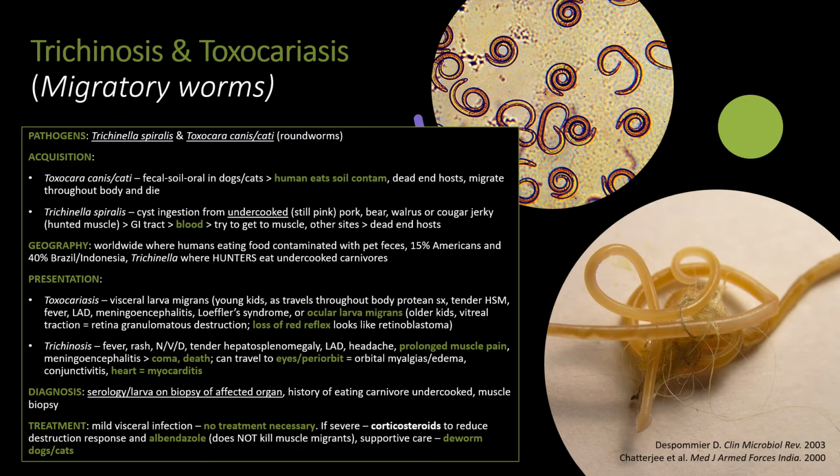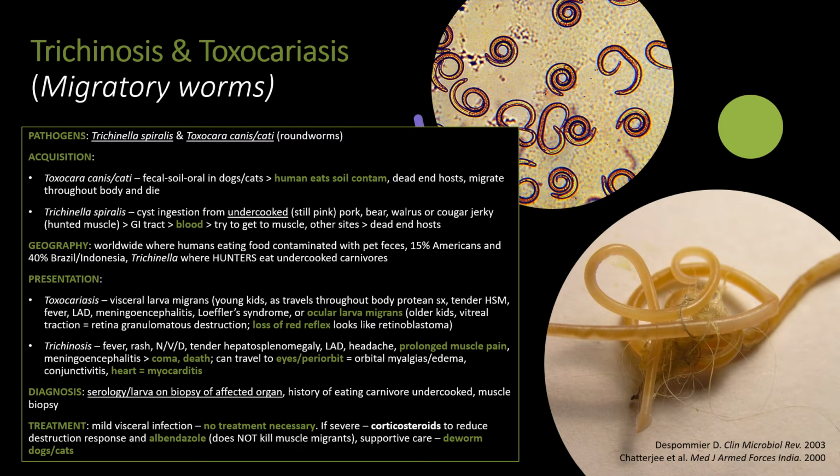Ingestion of this meat leads to GI tract infection with Trichinella, which then migrates to try to get into our muscles, but ends up, just like in Toxocara, going to strange places as a dead end. Importantly, Trichinella tends to cause more muscular problems, as you can imagine, causing prolonged muscle pain, pain around the eyes, and periorbital edema, even with some problems like myocarditis and, again, meningoencephalitis with resulting coma.